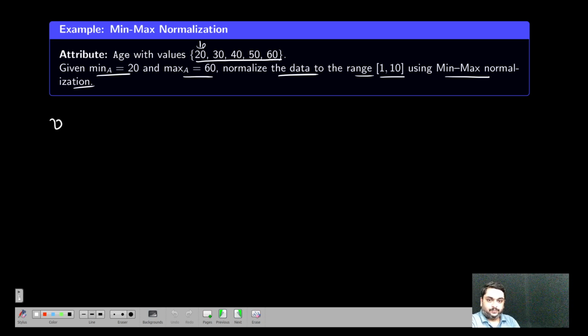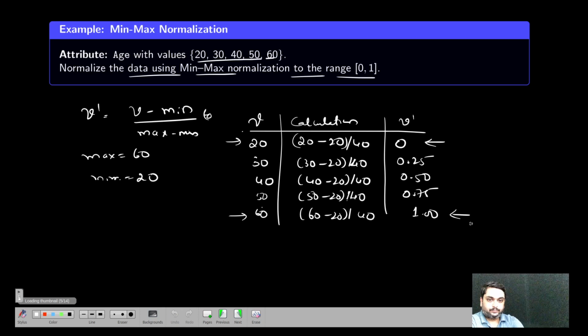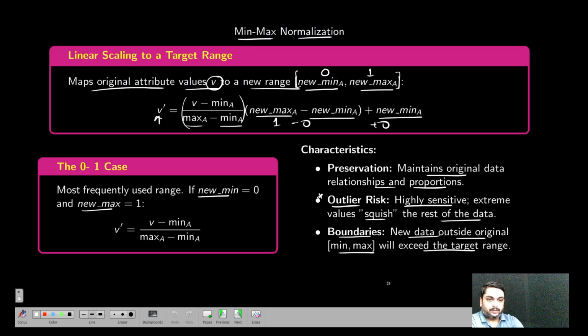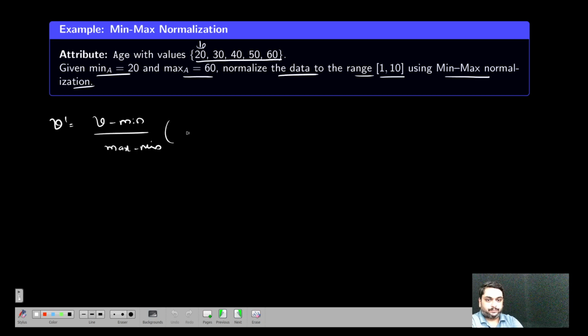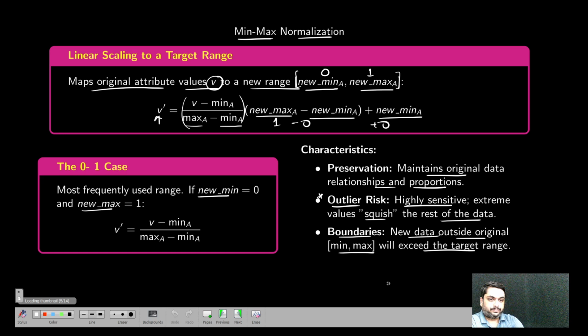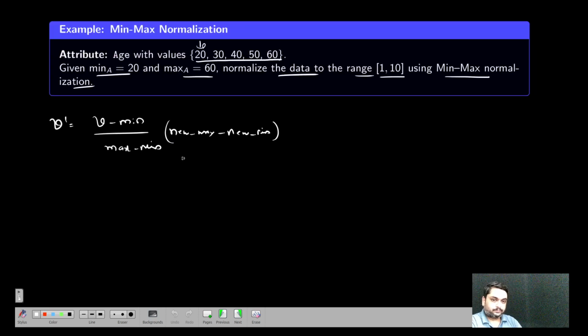So V dash is equal to (V minus minimum) divided by (maximum minus minimum), into (new maximum minus new minimum), plus new minimum. Okay.